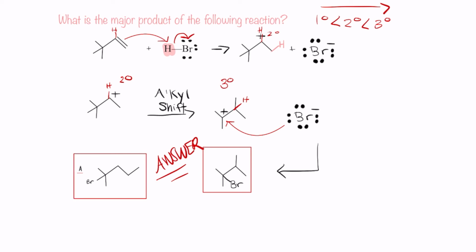So you always want to ask yourself, if I have a primary carbocation, does it have an opportunity to become secondary? If I have a secondary carbocation, does it have an opportunity to become tertiary? And if so, go ahead and perform the shift and then add your bromine to the carbocation.